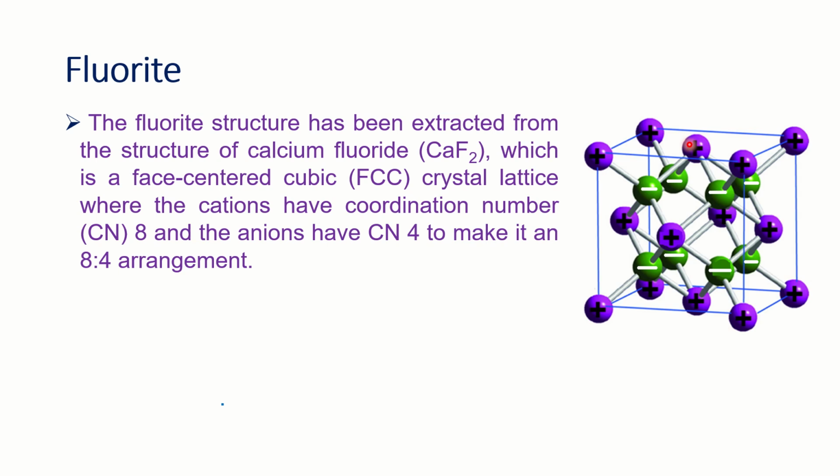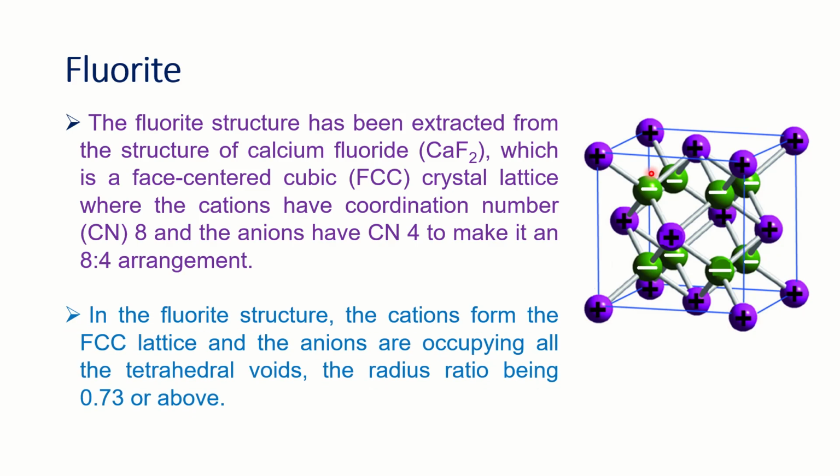You will be right. So you can take it into account that each calcium ion is surrounded by 8 fluoride ions and each fluoride ion is tetrahedrally surrounded by 4 calcium 2 plus ions. So the ratio of coordination number of the cation to anion is, cation has 8 and anion has 4. So it is an 8:4 arrangement.